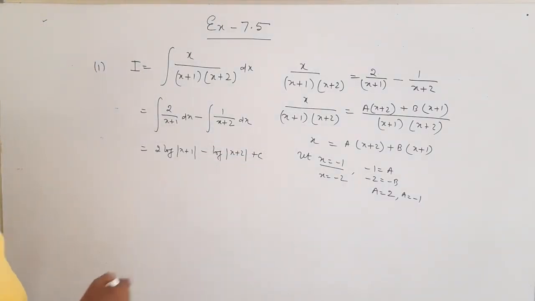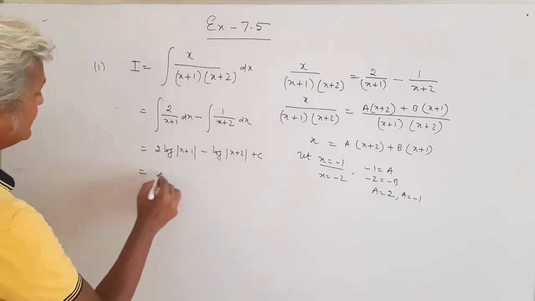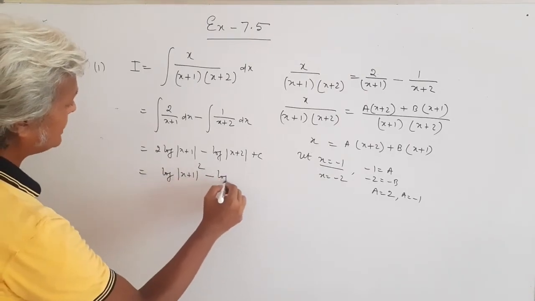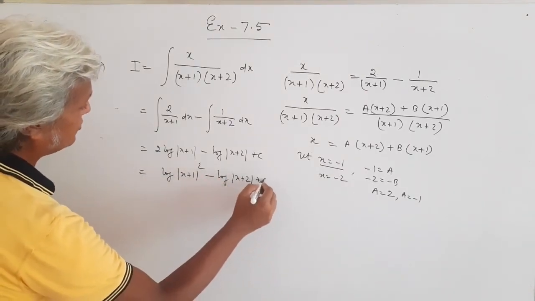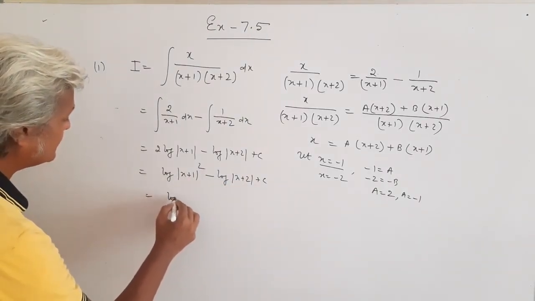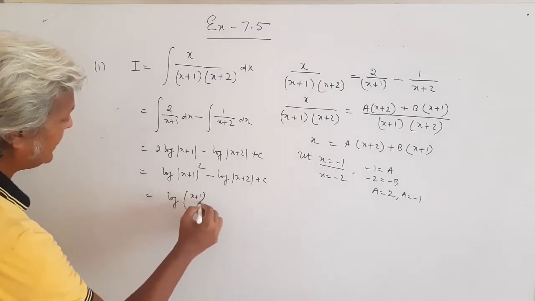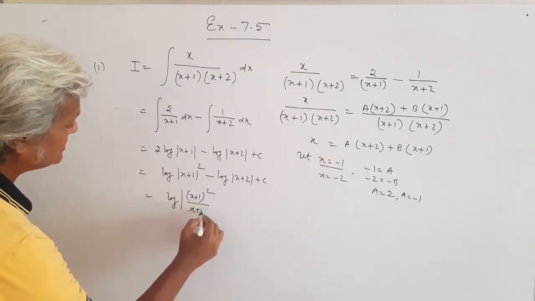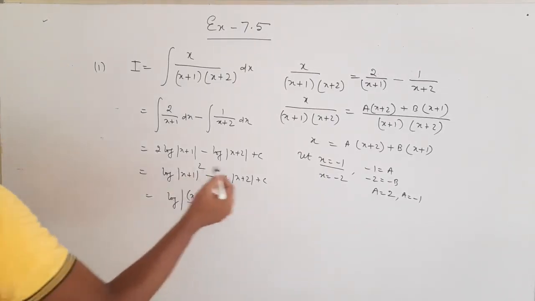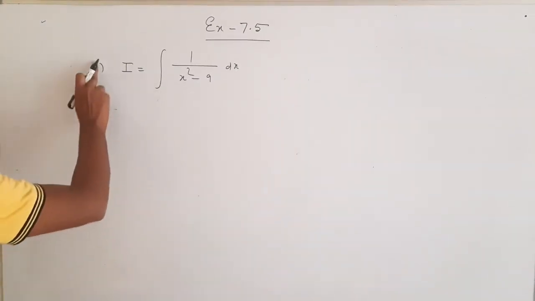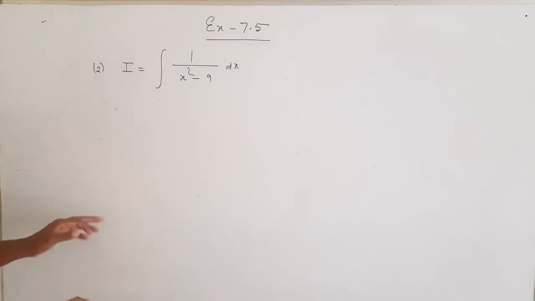If you want to simplify this, you can write this as log (x + 1) whole square minus log (x + 2) plus c, and then log m minus log n is log m over n. So this becomes log of |(x + 1) whole square| upon (x + 2) plus c. Many people leave the answer in this form also, they are the same. So now this is done. Let me go for the next number. So now question number 2, find the integral of 1 over x square minus 9.